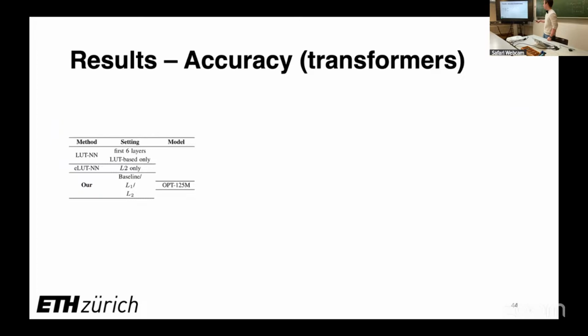This was for CNN. Now for transformers, which as we discussed previously is kind of the most important architecture now. They compared with a model that has 125 million parameters.